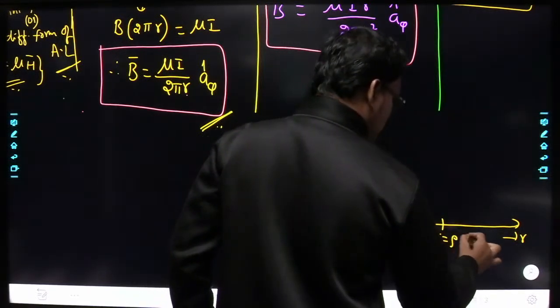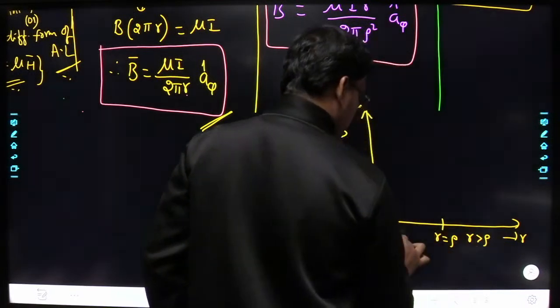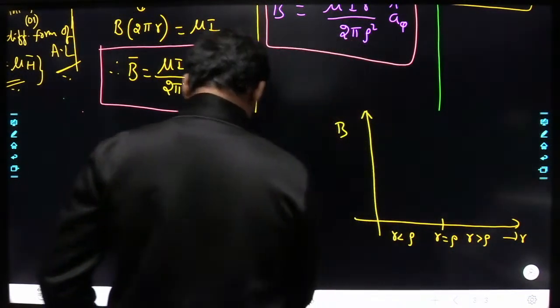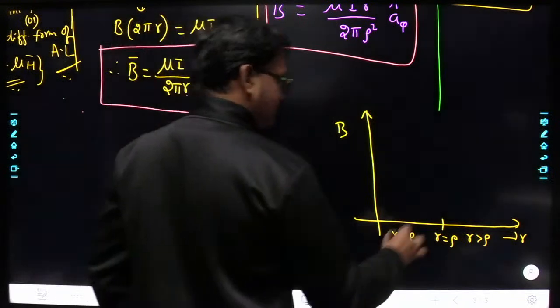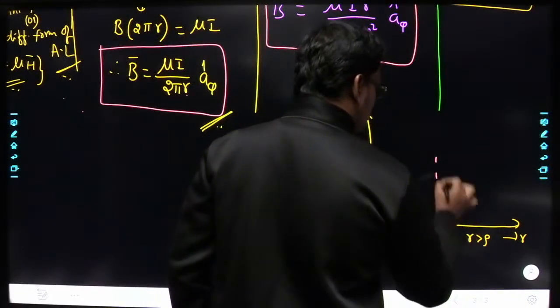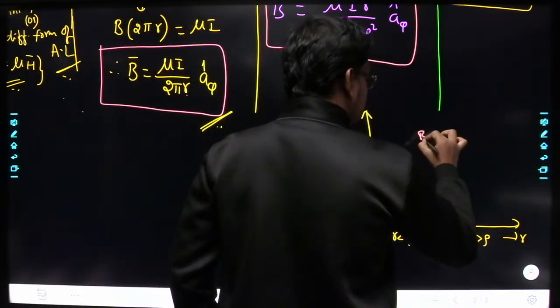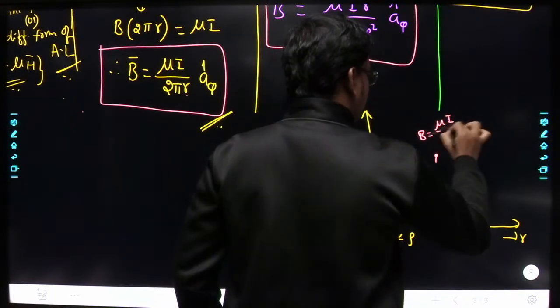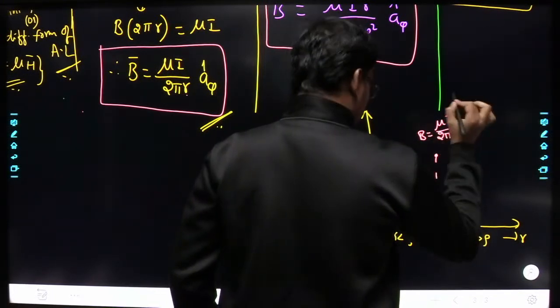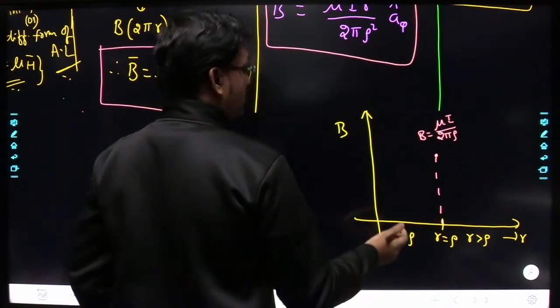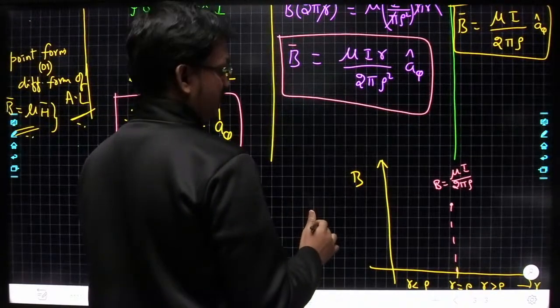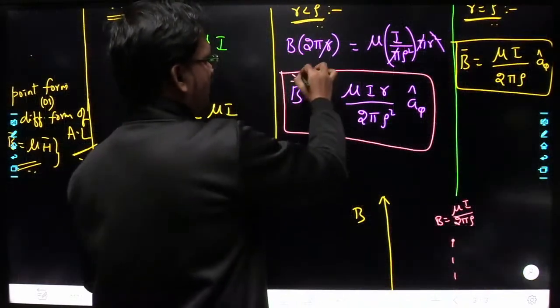So this is R equal to rho, this is R greater than rho, and this is R less than rho. For R equal to rho, that is on the surface, what is the B field we got? Mu I by 2 pi rho. And for R less than rho, this is the expression.